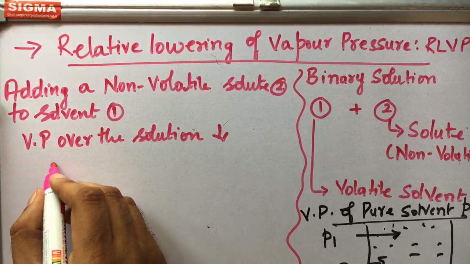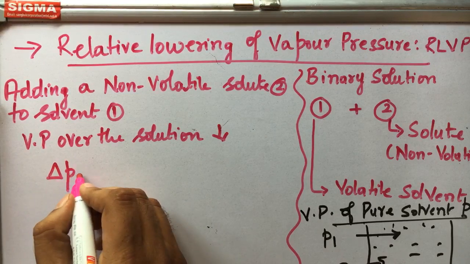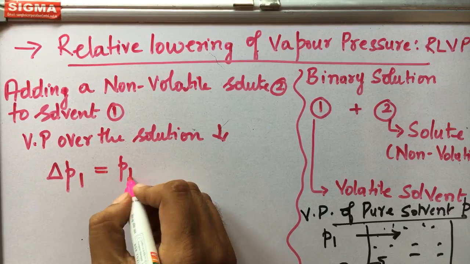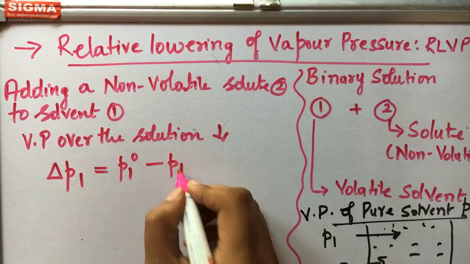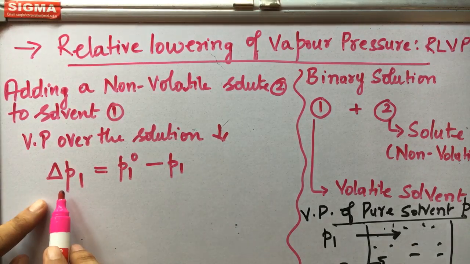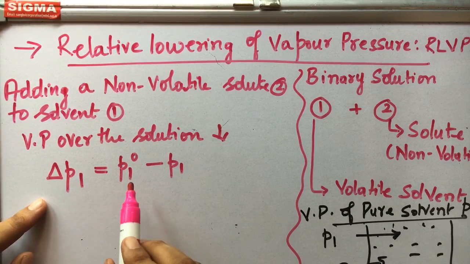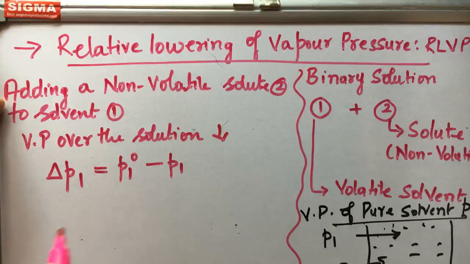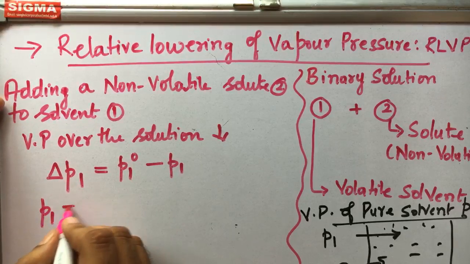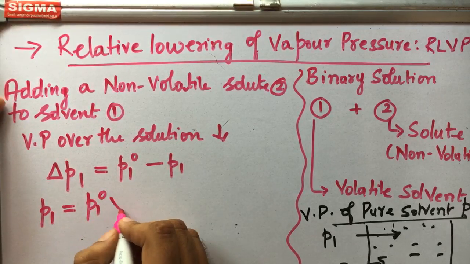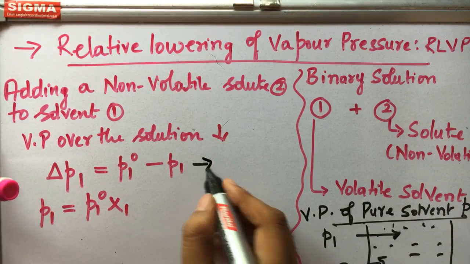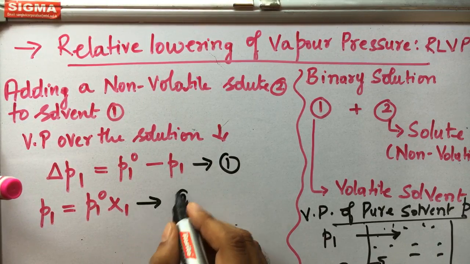So the change in the vapor pressure over the solution, we shall call it as delta P1, and that delta P1 should be equal to P1 naught minus P1. Delta P1 is the change in the vapor pressure over the solution, P1 naught is the vapor pressure of pure solvent, and P1 is the vapor pressure over the solution. Now, from Raoult's law, we know that P1 is equal to P1 naught x1. Let me call this equation 1. Let me call this equation number 2.